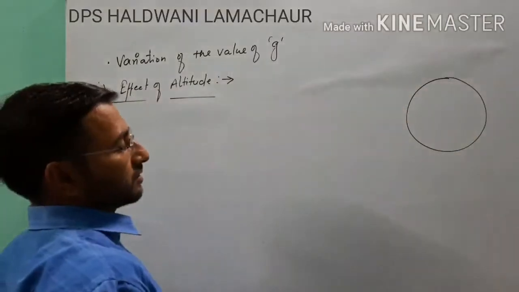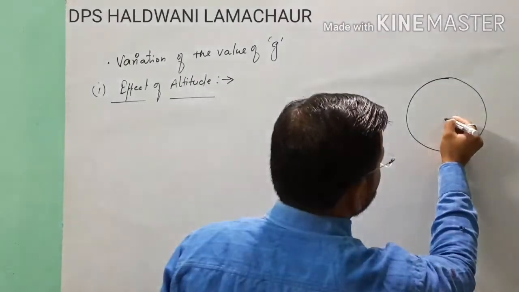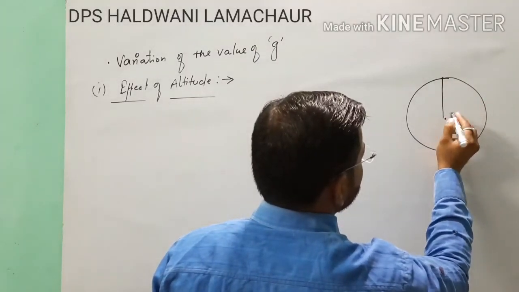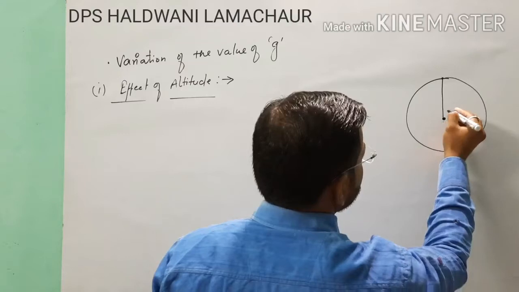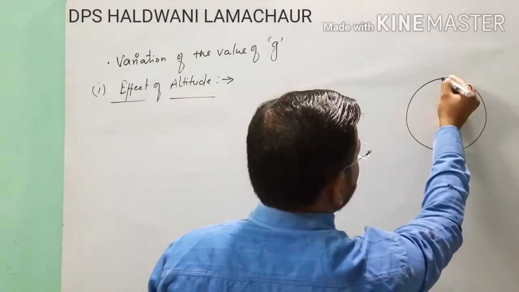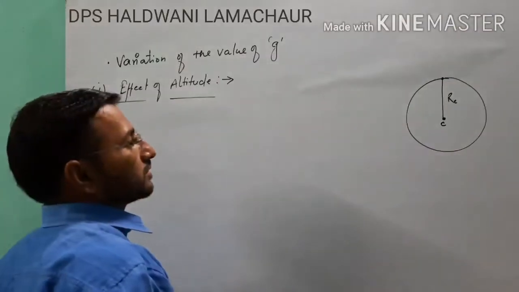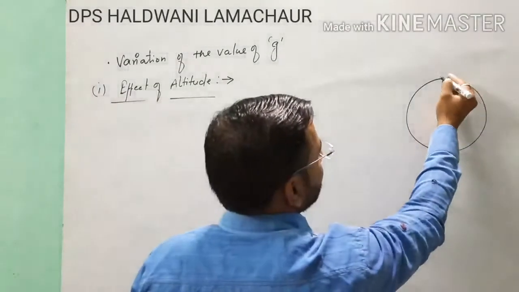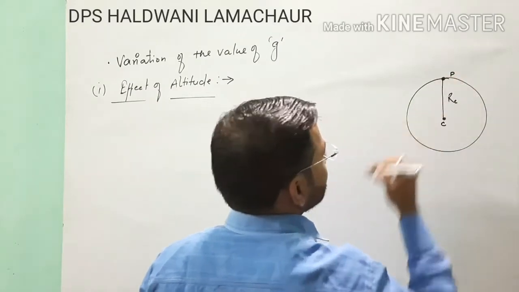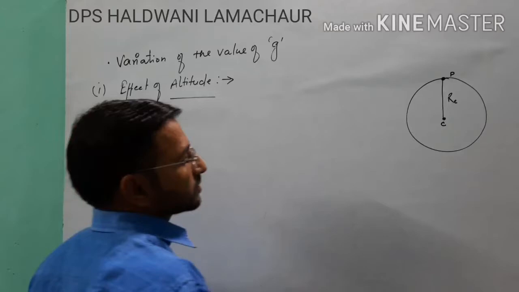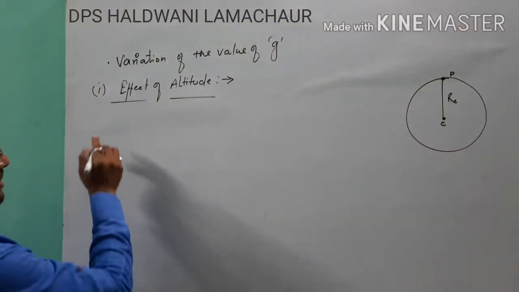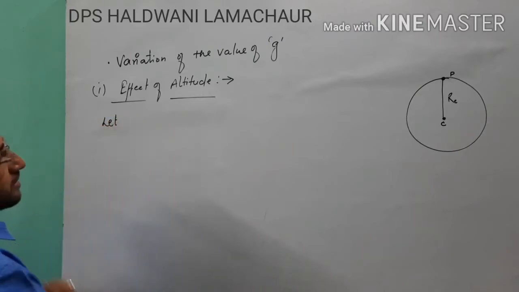For that I have drawn this, suppose this is the earth and this one is the center of earth, and this is the surface, and the distance between them is the radius of earth. Point clear? It is noted by RE, and suppose for this condition this is the point P on the surface of earth where initially the object is placed.